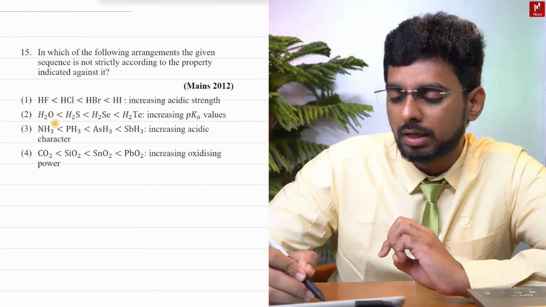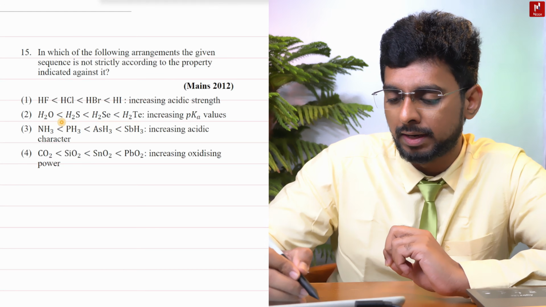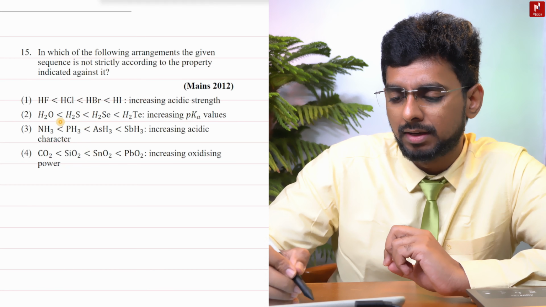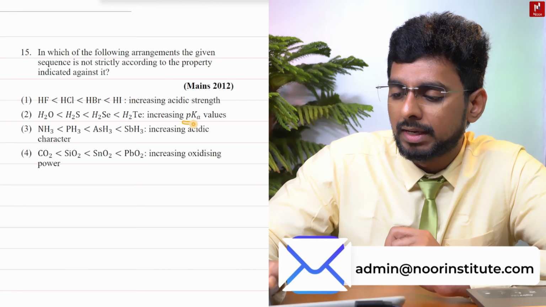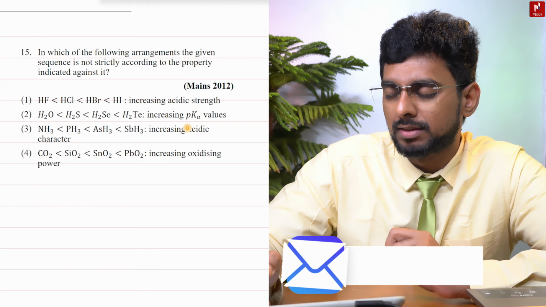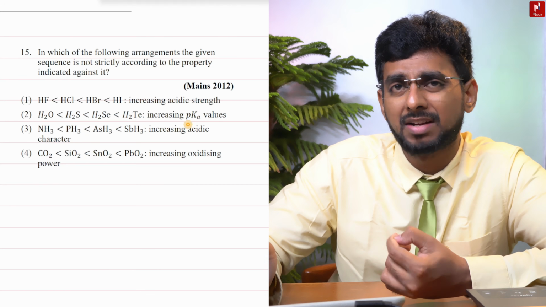Let me tell you, here you have got H2O, H2S, H2Se, H2Te. Even if you look over here, it's the oxygen family, and by the way, it is also in the increasing order. But if you look over here, they have given you pKa values, right? So pKa actually means this is something, it's a kind of pH that we measure. It's a kind of pH, right?